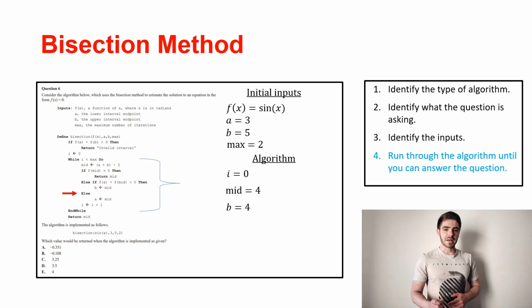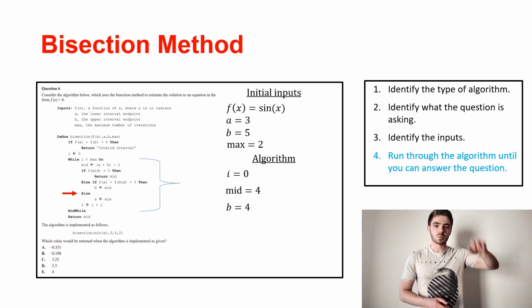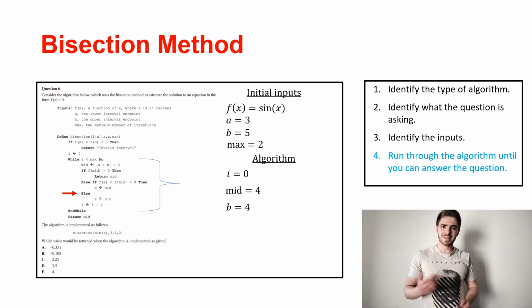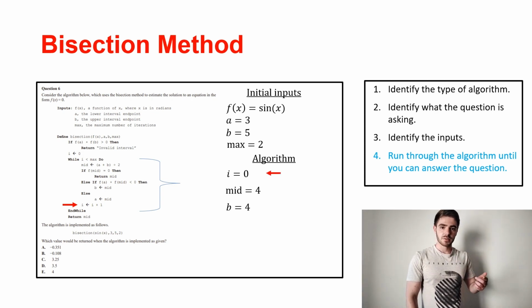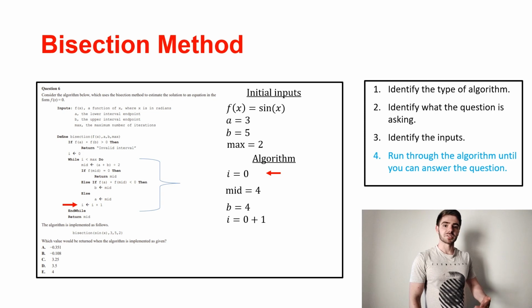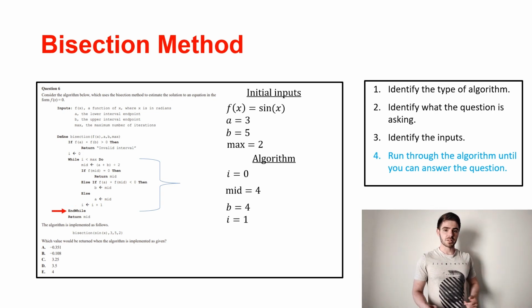The else statement behaves similarly to the else if statement. It can only run if all the previous statements above it were false. But in this case, the else if was true, so we're going to skip the else statement. The next line tells us that i is going to get a new value, i plus 1. We know from before that i equals 0, so after running this statement, i is going to be 1. We've made it to the end of the loop.